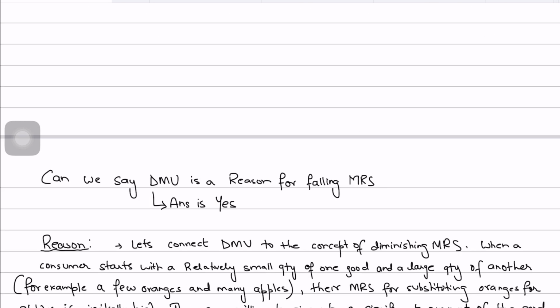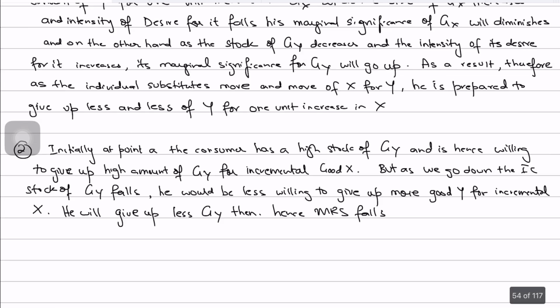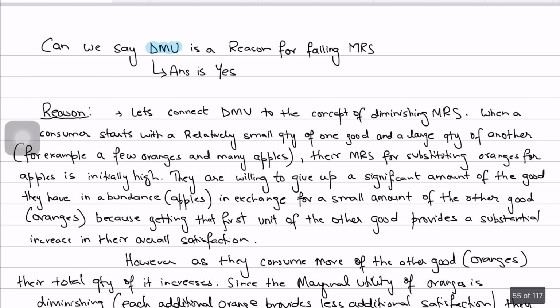Now, a very interesting thing that I've written over here is that okay, fine, so we got the reason why the MRS is declining, but can we say that DMU, which stands for diminishing marginal utility, could be the reason for falling MRS? Or can we sort of connect this with DMU? तो ये कोई different explanation नहीं है जो यहाँ लिखी है. It's sort of the same that we have written over here, but we can also connect this with diminishing marginal utility as well.